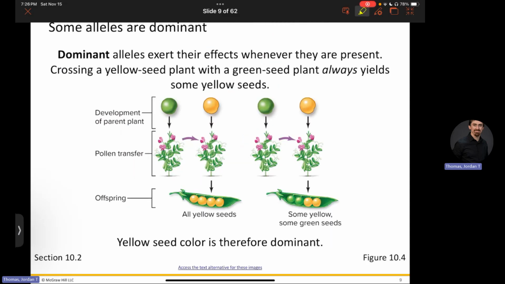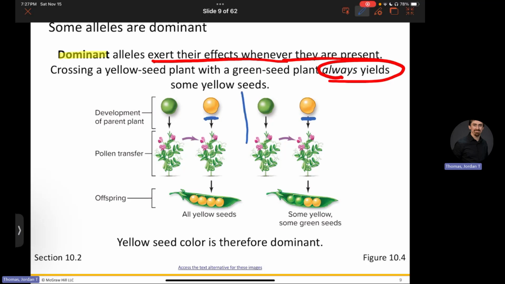So before we do that, let's talk about different types of alleles. We have what's called dominant alleles. And for this, I do want you all to know the next couple of terms. Dominant alleles exert their effects whenever they are present. Crossing a yellow seed with a green seed always yields some yellow seeds. So any time these yellow seeds are used, there's always going to be some yellow seeds produced.